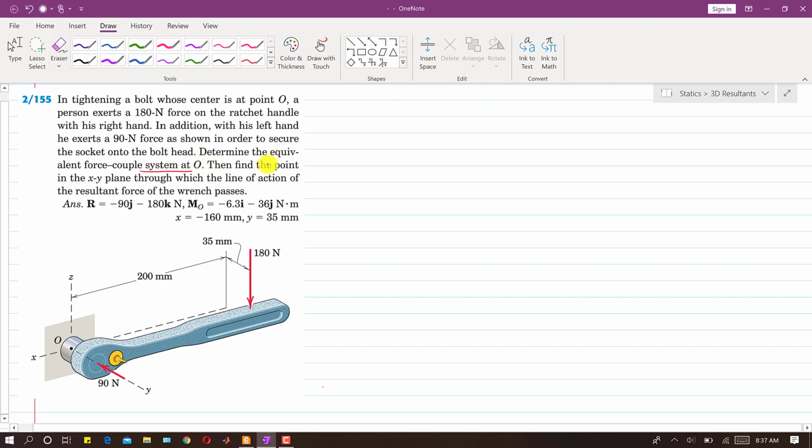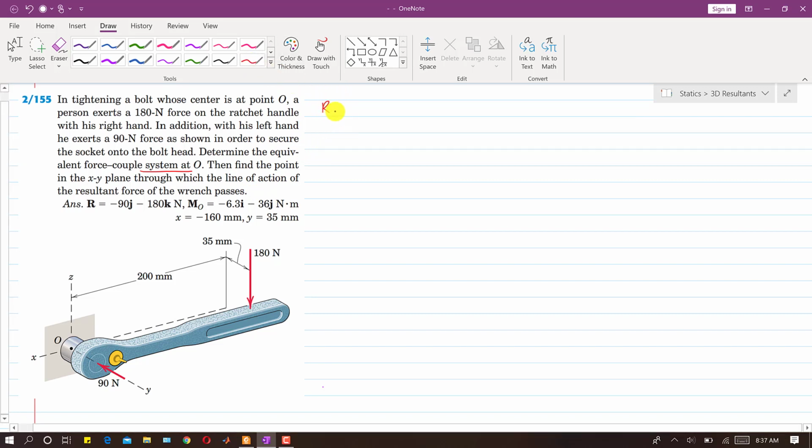And then it is said to find the point in the xy plane through which the line of action of the resultant force of the wrench passes. And in the next part of this problem you are asked to find the coordinates of the point of application of the wrench resultant, right? So first we will find the resultant, right?